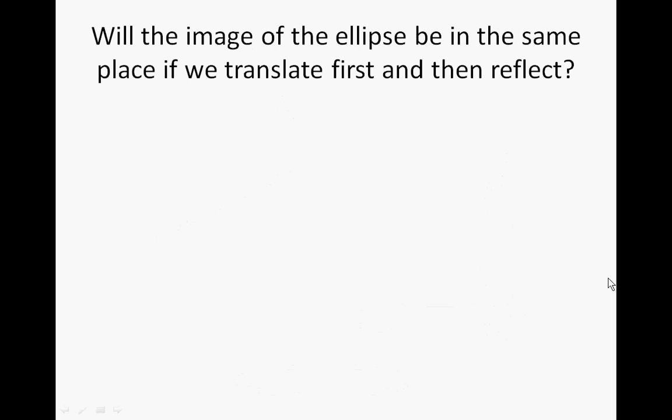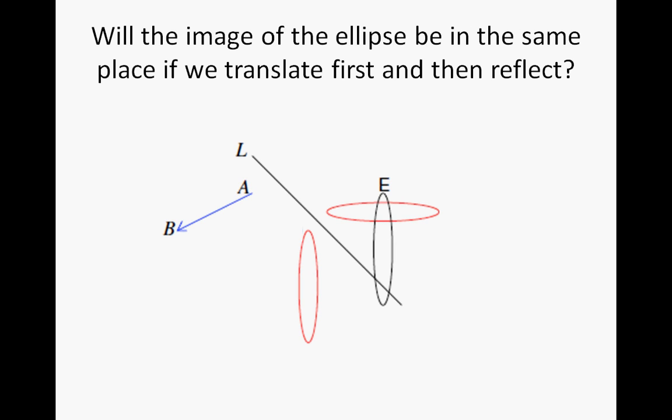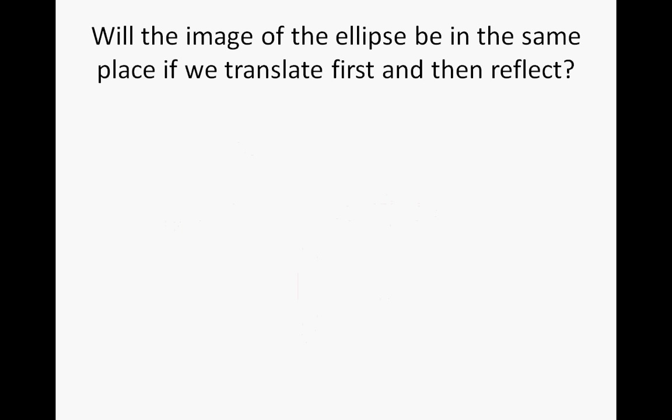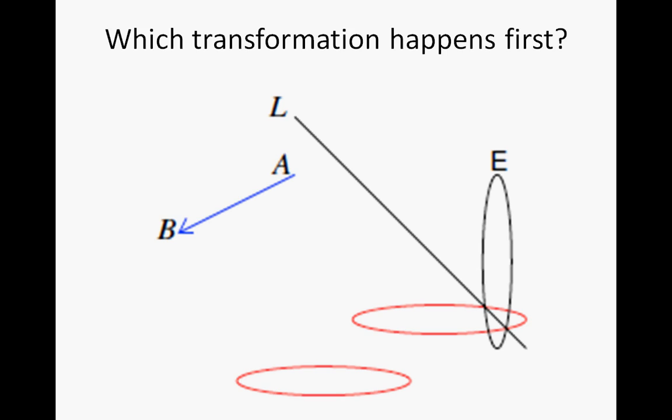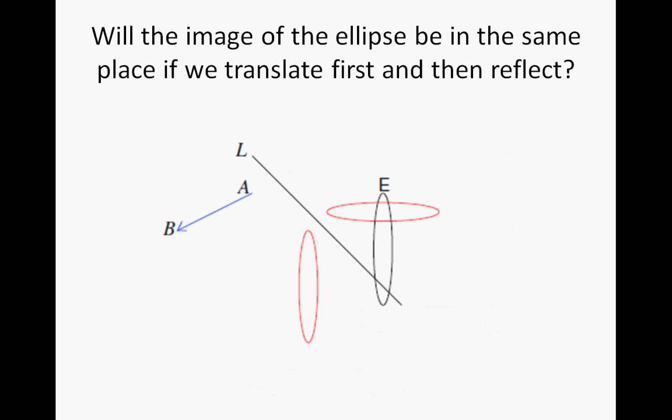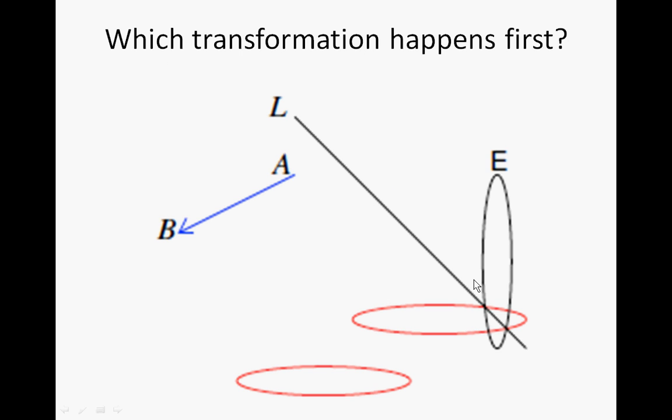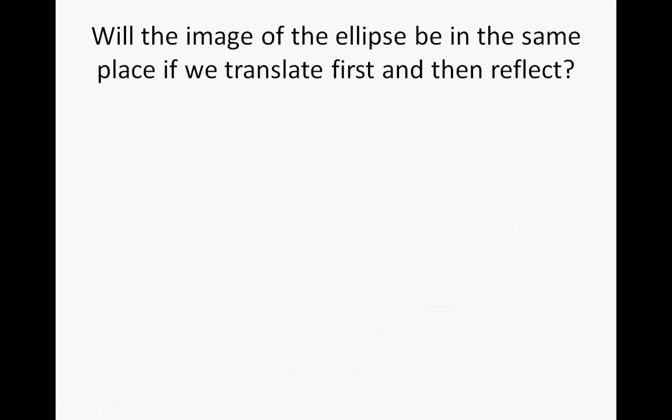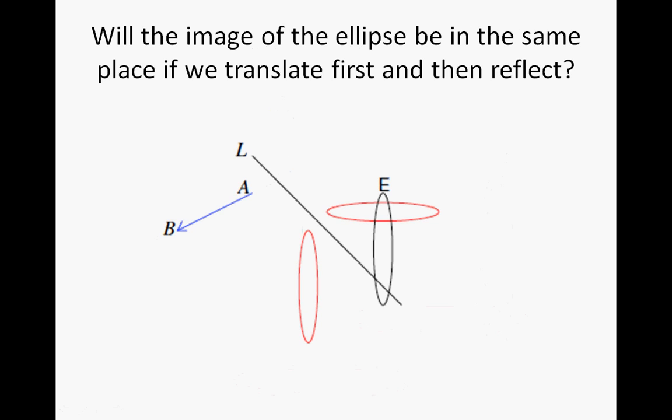Will the image of the ellipse be in the same place if we translate it first and then reflect it? How is this different from this picture? Notice how this looks like a T, and from the original one, this looks like a backwards L. So notice that one is done translation and then reflection, and the other is done reflection then translation. So yes, it does matter the order that you do transformations.